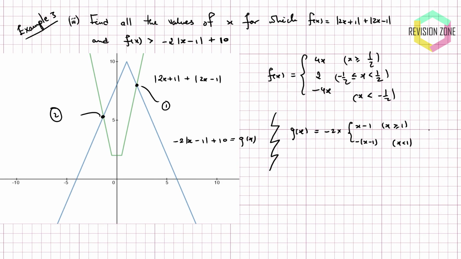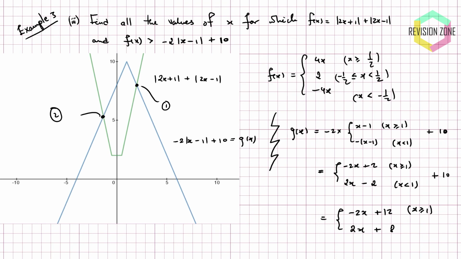And then we add 10 onto the entire thing. If I simplify, I take the minus 2 inside my branch, I get minus 2x plus 2, and then taking the minus 2 into the second branch, I get 2x minus 2. The domains are still what they were. Then I add 10 overall, which gives me minus 2x plus 12 and 2x plus 8 respectively, and the domains are not impacted. So now we have a description for g in branches.